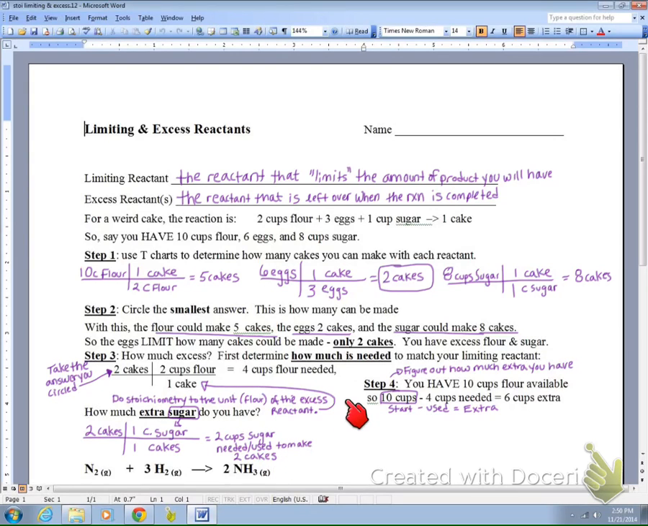Now my last step, step 4, is to figure out how much I have left over. I'm going to take what I started with, which was 8 cups of sugar, and subtract what I used. I started with 8 cups of sugar, and I subtract 2 cups of sugar because that's what I calculated here, so I know I have 6 cups of sugar extra. So there's a simple baking example for limiting and excess reactants. The next example will be using a chemical formula.